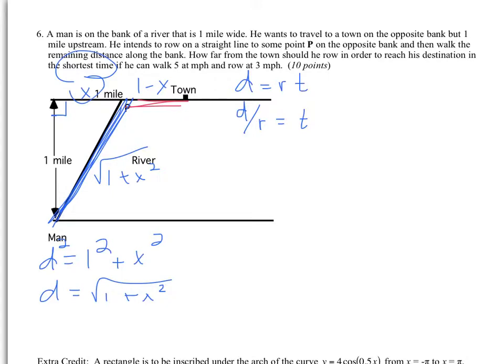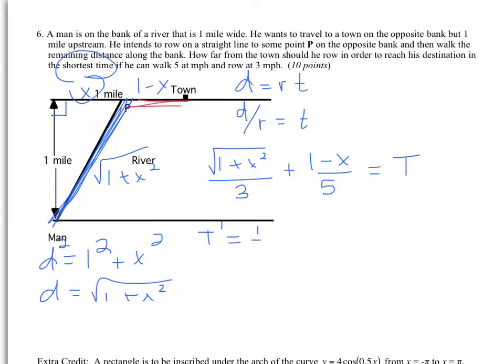Okay, so for the rowing part, the time that it would take him would be the square root of 1 plus x squared divided by his rate that he can row, which is 3 miles per hour. And then his walking time is going to be that 1 minus x divided by how fast he can walk, which is 5. And this is going to be the total time that it takes, so I'll call it t. And we want to minimize this, so t prime.